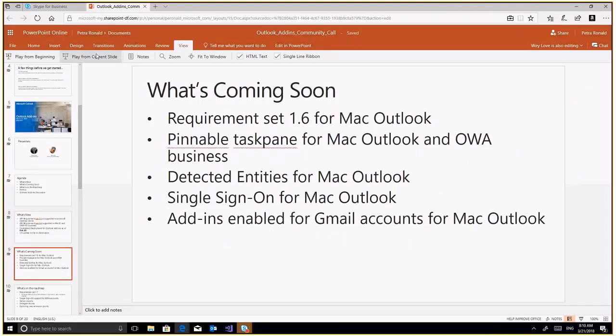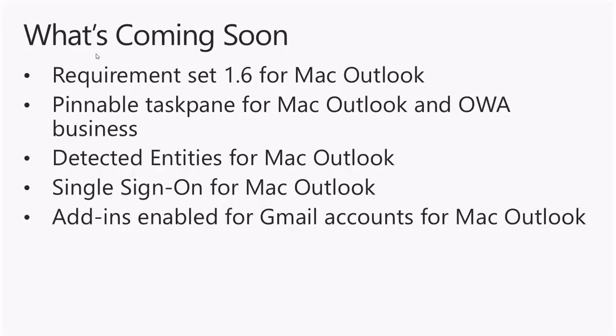What's coming next? We're continuing to work on our APIs. We're going to expand requirement set 1.6 to Mac Outlook. A lot of this work you'll see is in Mac Outlook. We're going to add pinnable task pane support for Mac Outlook and OAuth for business. Detected entities, which is the contextual activation of an add-in through the use of regular expressions, matches, or known entities such as an address. Single sign-on for Mac Outlook, and then add-ins enabled for Gmail accounts for Mac Outlook.